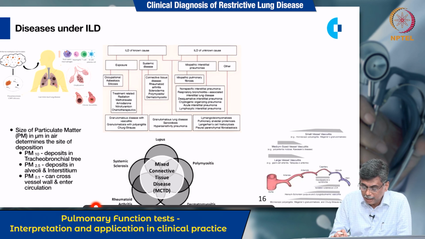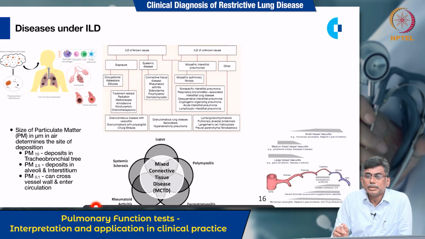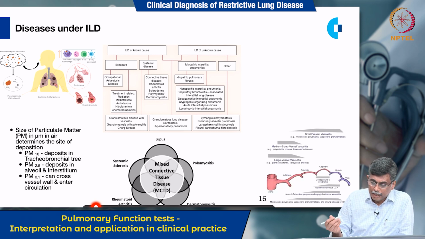interstitial lung disease. Now with regards to the vasculitis, small vessel vasculitis which can cause interstitial lung disease, the two main diseases which come under them are Wegener's granulomatosis, which is nowadays also called granulomatous disease with vasculitis, and Churg-Strauss syndrome.